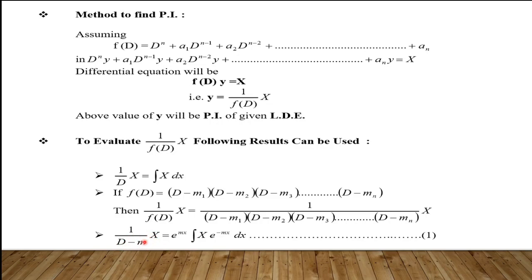But this m is now invisible. This m disappeared, but that can be expressed as an exponential term e to the power mx, and to cancel it I take it as e to the power minus mx. Look, e to the power mx minus mx will be e to the power 0x, which will be 1.